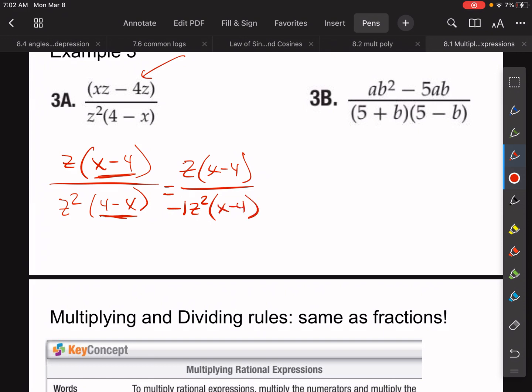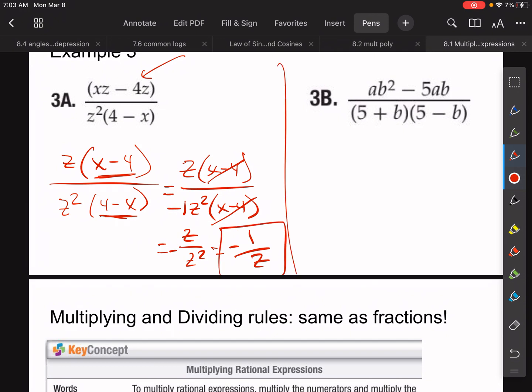Now that I've done that, I can cancel these, and what I'm left with is negative z over z squared. But I could take a z out of both of those, so it's going to be -1 over, and that negative sign can go in the numerator or denominator, doesn't matter, but -1 over z. And then for this one, since we're just simplifying this, they don't ask us to say what makes the denominator go to 0, so we're done. So that's 3a.